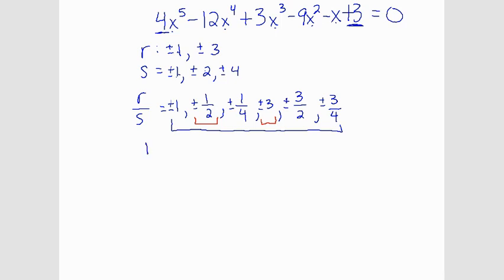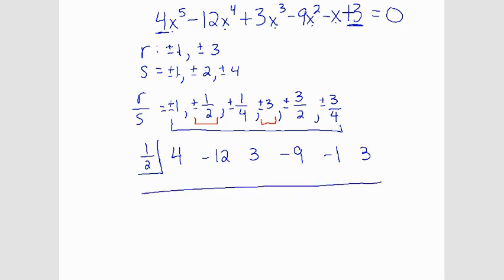So I'll start with positive 1/2 and I'll set it up in synthetic division. And I'll show you why I like to use synthetic division as we get through. So 4, -12, 3, -9, -1, and positive 3. I'll drop my 4, and of course, in synthetic division, we take 1/2 and multiply it by 4. So that's 2. And then we add these two numbers together: negative 12 plus 2 is negative 10.